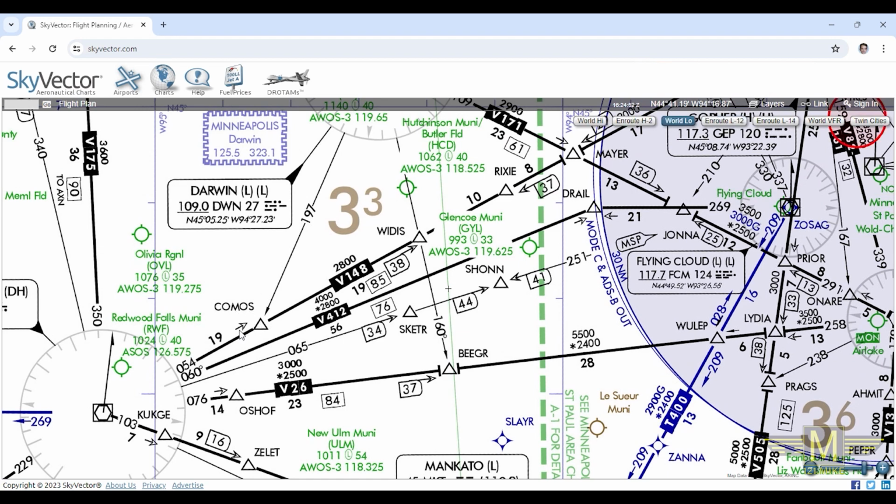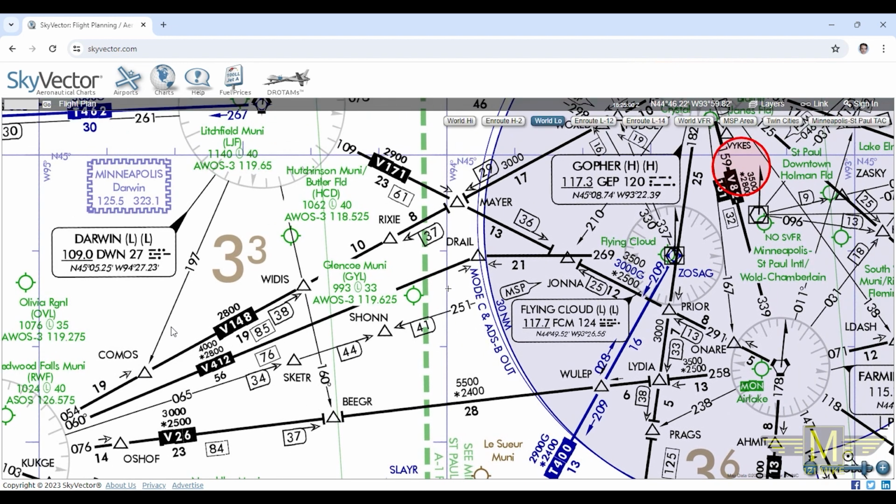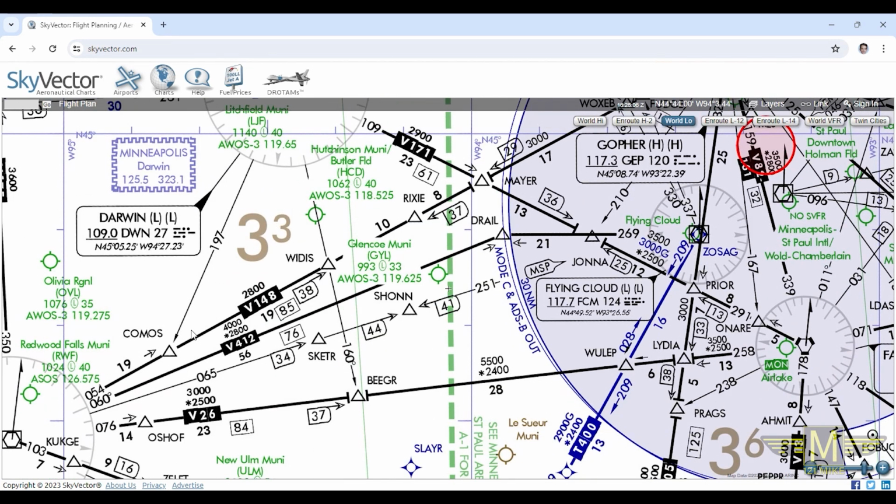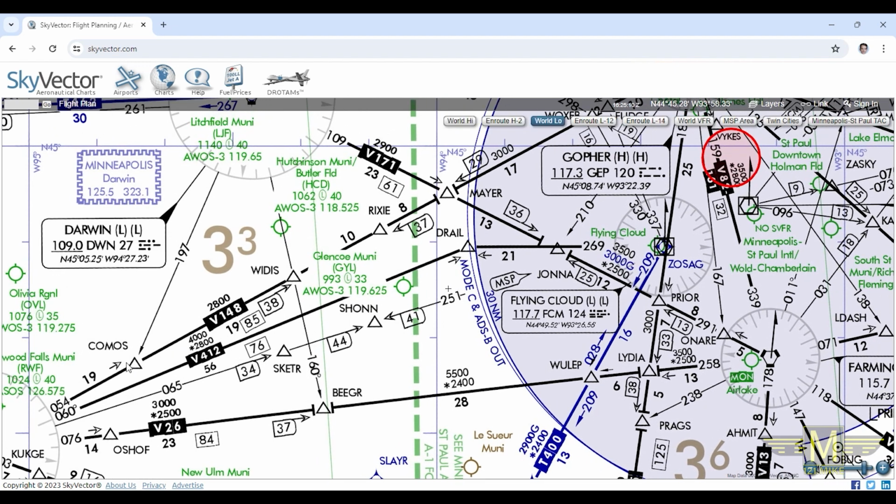If you have DME or an IFR approved GPS, you can identify COMOS by 19 miles on the 054 radial, or you can identify it on the 197 radial from the Darwin VORTAC up here. That way you know how far you are and where you are. Okay, so that tells you the segment length.